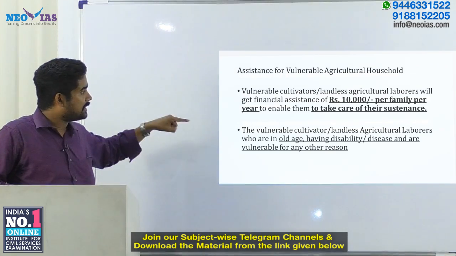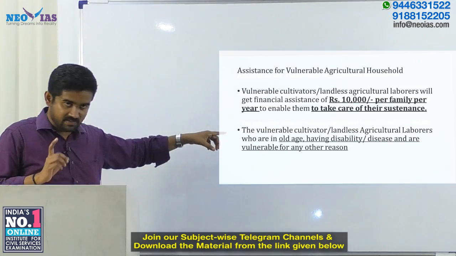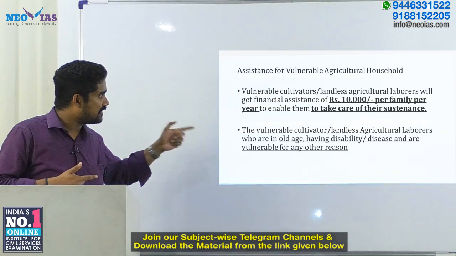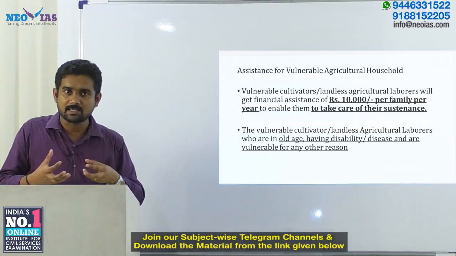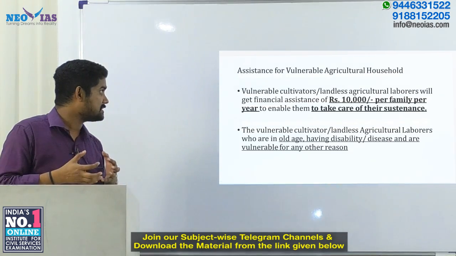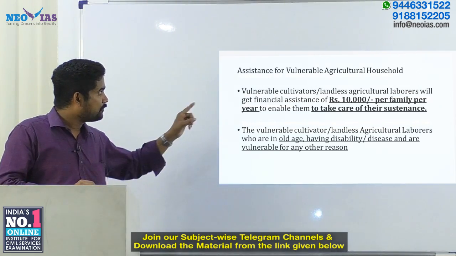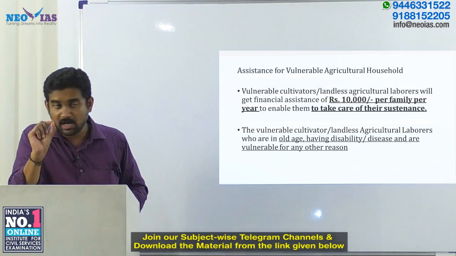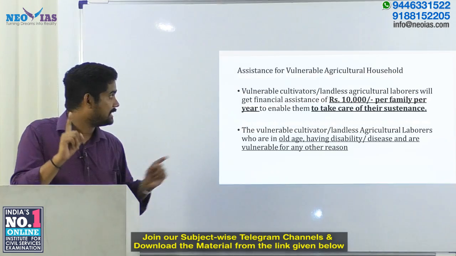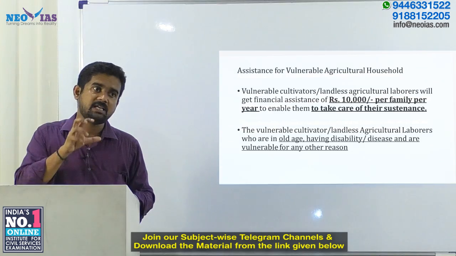We need to understand who this vulnerable agricultural household segment would include. A vulnerable cultivator or landless agricultural laborer who is in old age, or who has a disability or some disease, or whose family is in a vulnerable state, is targeted under this component of the scheme. For them, Rs 10,000 per family per year is what the government is planning to give, to enable them to take care of their sustenance.